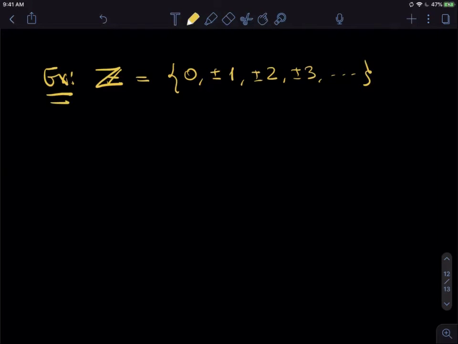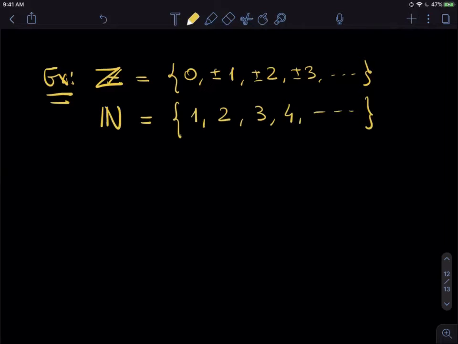So if we were to ask a kid, what set is bigger: the set of the integer numbers, which contains 0, plus or minus 1, plus or minus 2, plus or minus 3, and so on, or the set of the natural numbers, which contains 1, 2, 3, 4, and so on? What do you think the kid would say?